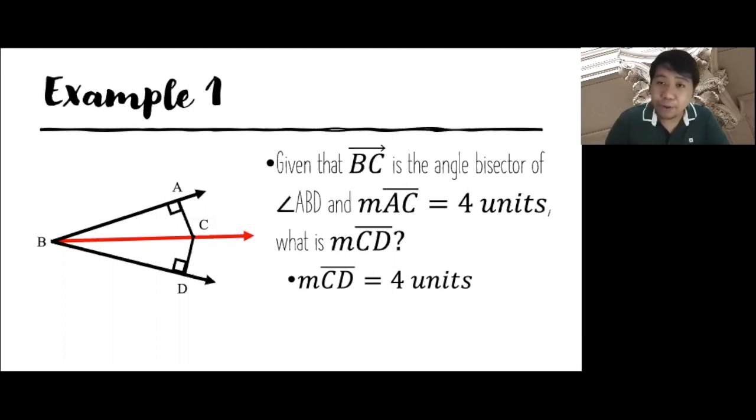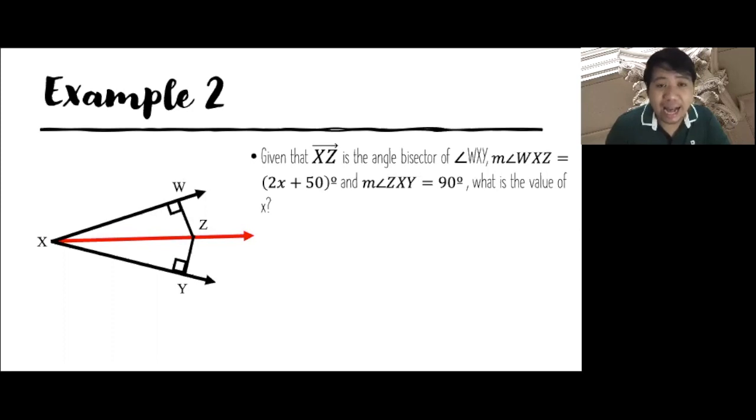So, dito tayo sa example number 2. Given that ray XZ is the angle bisector of angle WXY, measure of angle WXZ is equal to 2x plus 50 degrees, and the measure of ZXY is equal to 90 degrees. What is the value of x? So, hahanapin po natin ngayon. Alam po natin, kapag binisect ang angle, yung dalawang portions doon ay meron silang equal na measure. Kaya, pwede nating sabihin na the measure of angle WXZ is equal to the measure of angle ZXY. So, meron tayong mga given. I-substitute po natin, kaya 2x plus 50 is equal to 90 ang ating magiging equation.